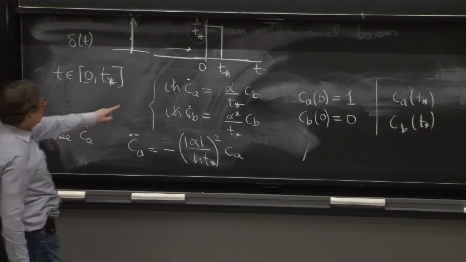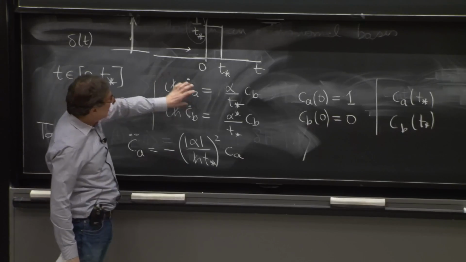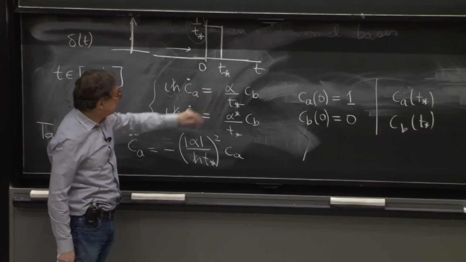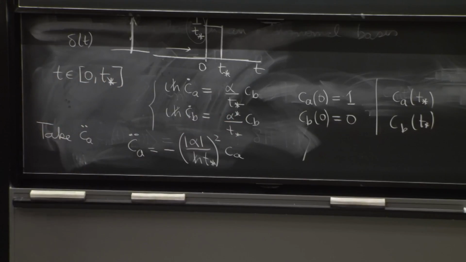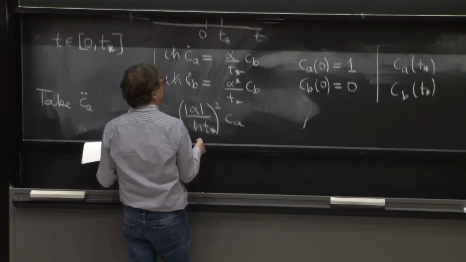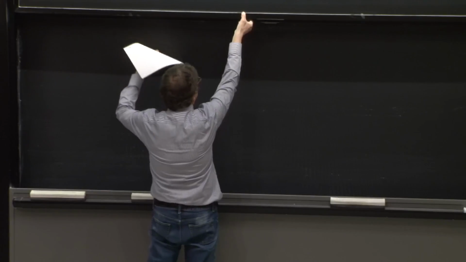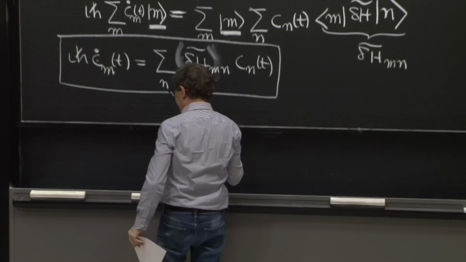You can see that. You put the i h bar here, take the derivative, you get an alpha times an alpha star, which is the length of alpha squared, and the h bar appears 2 times, t star appears 2 times. This is an oscillating solution. So that's simple enough.